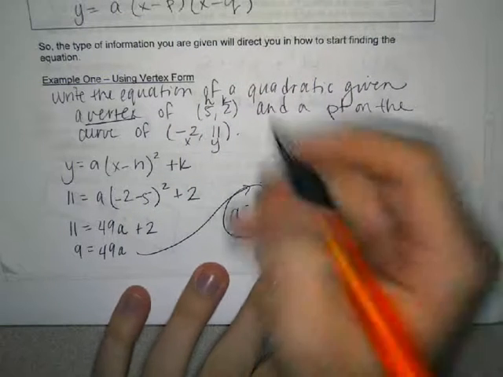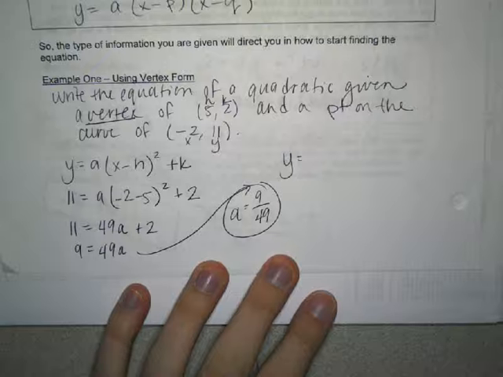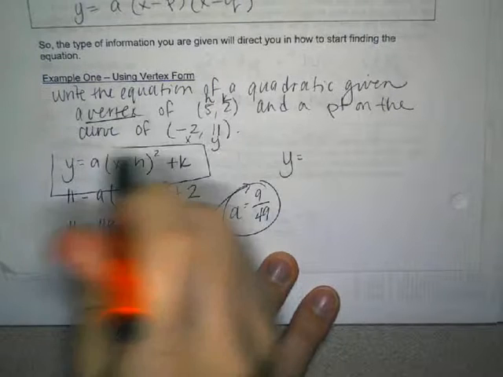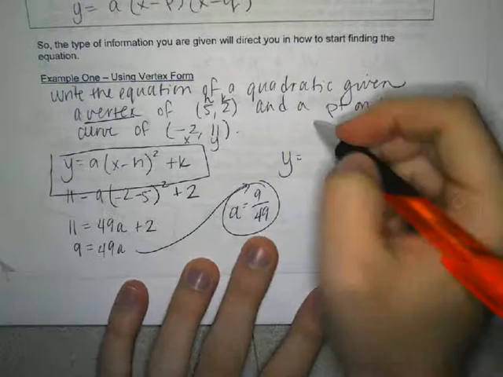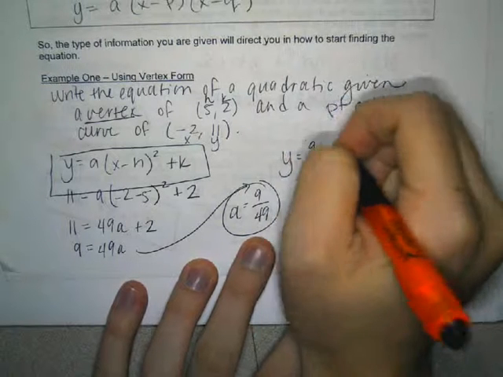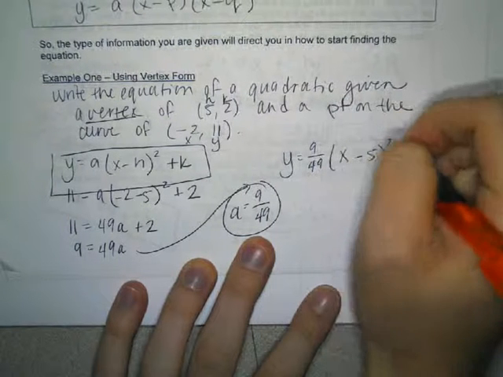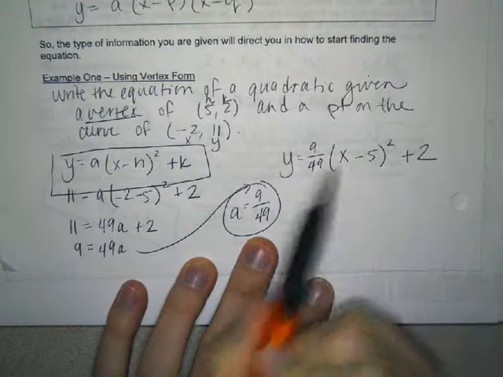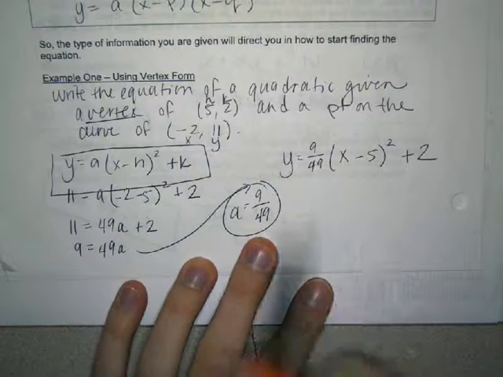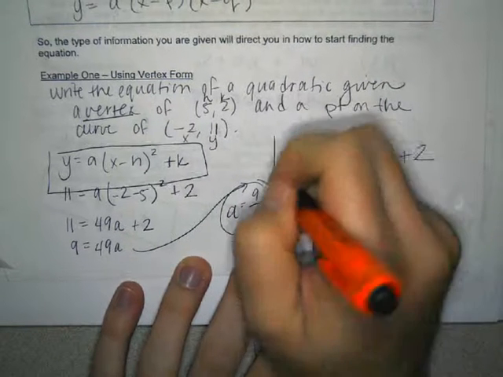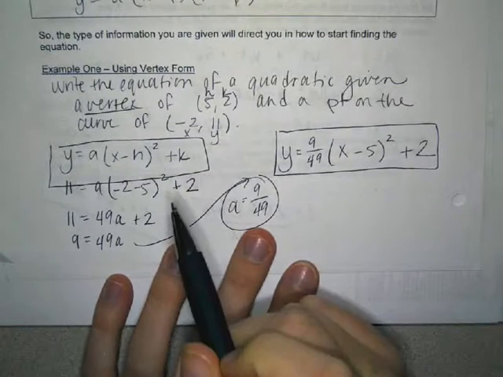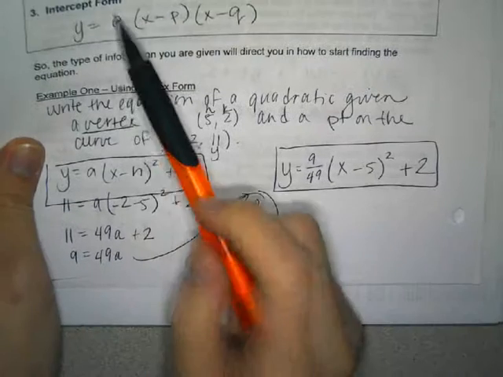So your final answer, when you write it, will be written so it looks exactly like the vertex form, except you're going to plug in a, and you're going to plug in h, and you're going to plug in k. Now the reason we don't plug in x and y again is because this x and y have to represent every point on the curve, not just one specific one. So this is my equation based on the information that was given to me. Okay? We're going to do something similar with intercept form and standard form.